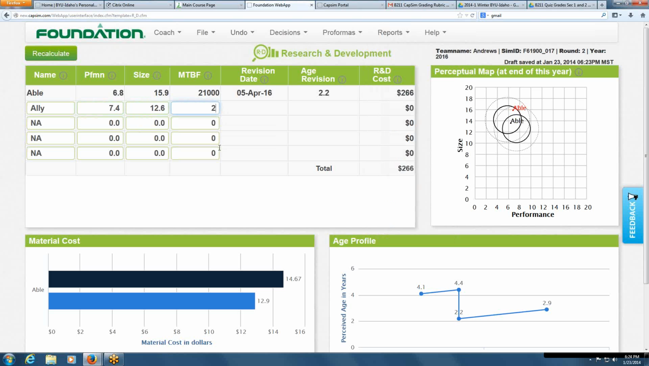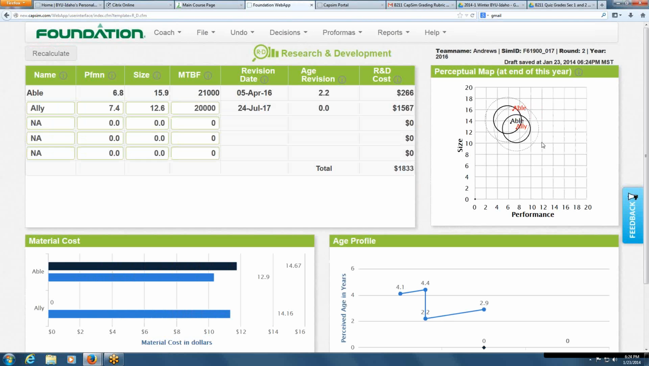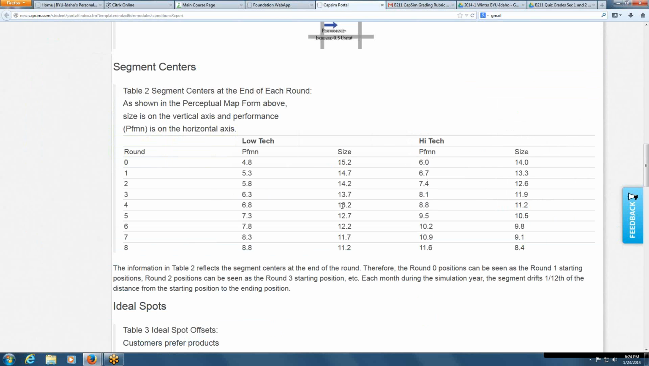I want my size to be about 20,000, because that's a good number. I'm going to recalculate, and I'm going to look at where it is. So Allie's actually right there. Oh, that's because I'm looking at round 2. Really, I need to look at round 3, because that's when it's going to go. So it's going to be 8.1 and 11.9.